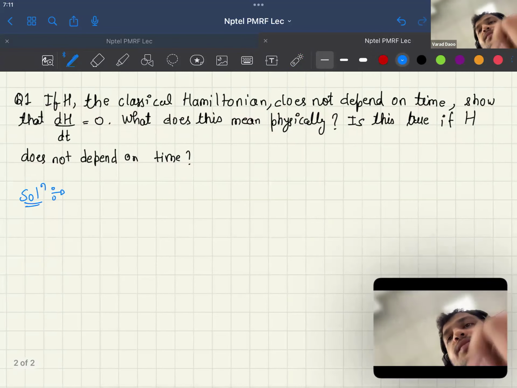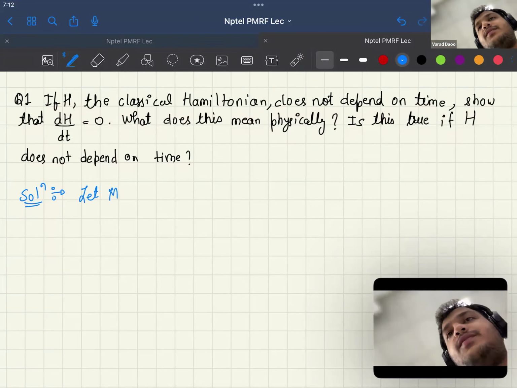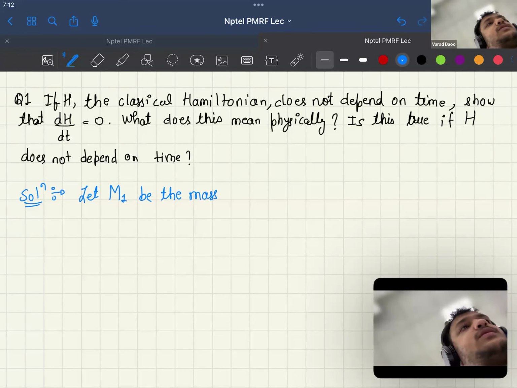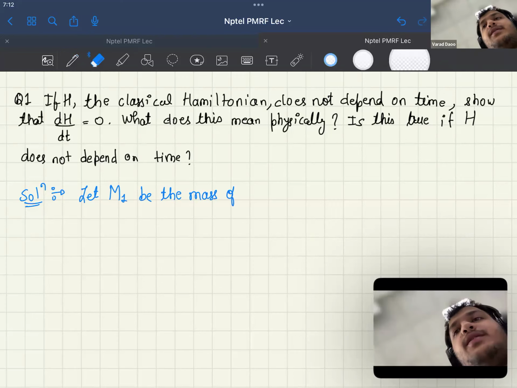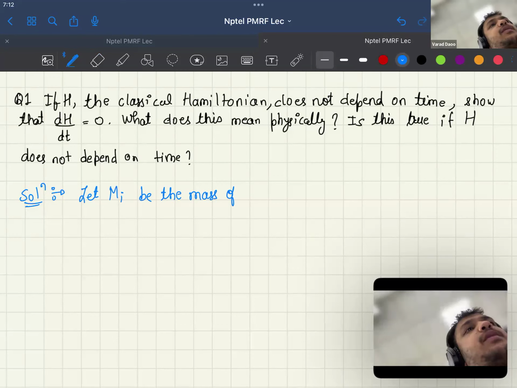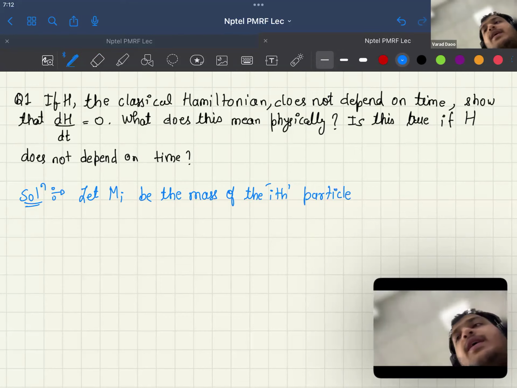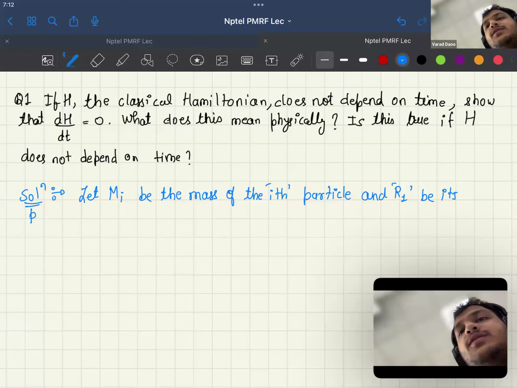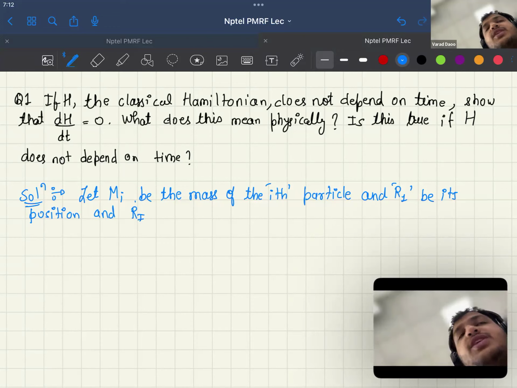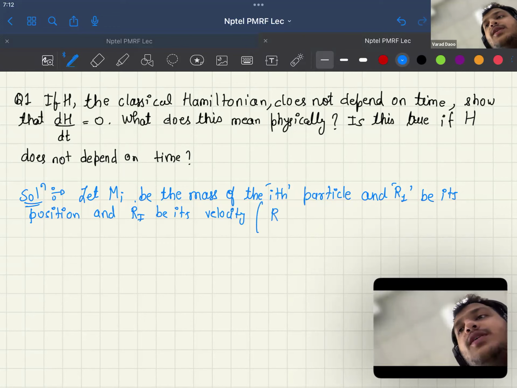Let Mi be the mass of the ith particle, and Ri be its position, and Ri dot, that is the first derivative of position with respect to time, be its velocity, where Ri dot is nothing but d by dt of Ri.